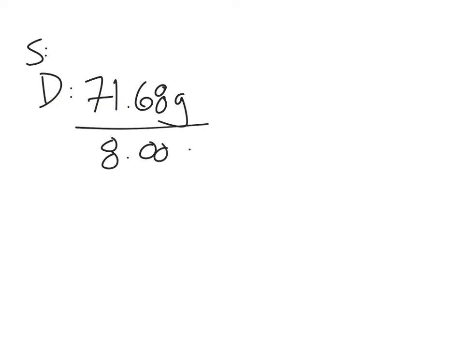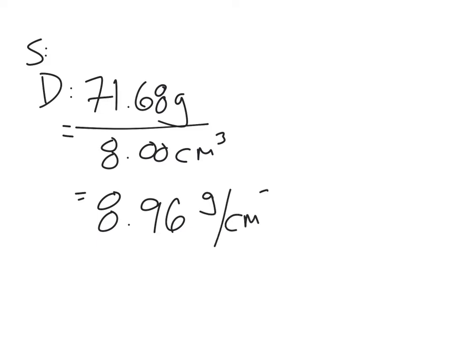But I know that my mass from the last question was 71.68 grams divided by the volume of 8 centimeters cubed. I now get out my calculator, and I determine that 71.68 divided by 8 equals 8.96 grams per centimeter cubed.